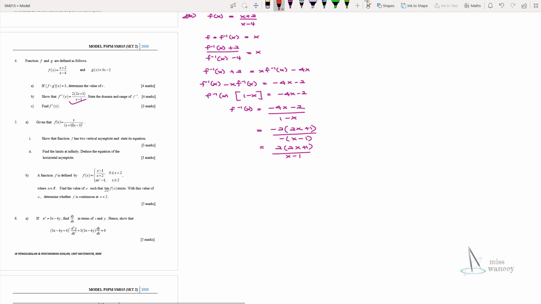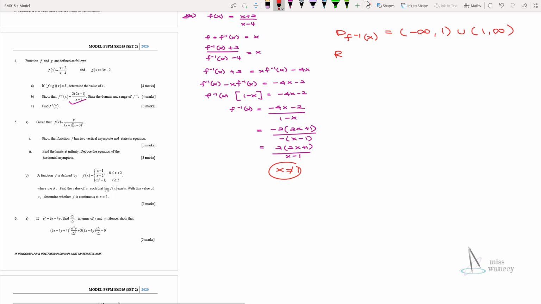Okay, so now the domain of f inverse. If you refer to here, we got x minus 1 in our denominator. Therefore, x cannot be equal to 1. So the domain will be negative infinity up until 1, union with 1 up until infinity. So this is the domain of my f inverse.